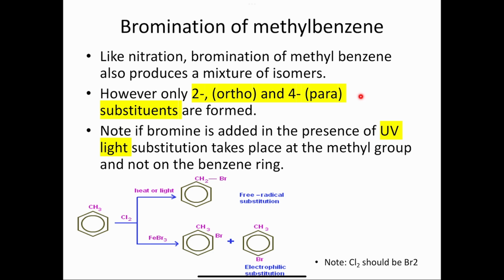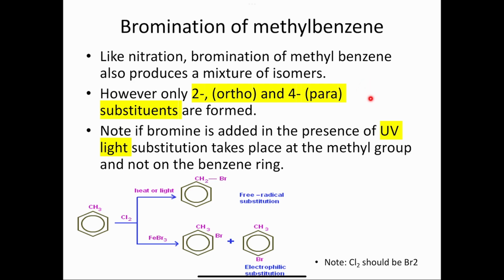In addition to nitration, your methyl benzene also undergoes bromination, or you would see chlorine being added on to your methyl benzene. In terms of the conditions for this reaction, you're going to be utilizing the catalyst you would have utilized when you were looking at your benzene reactions, the same iron bromide or iron chloride catalyst.